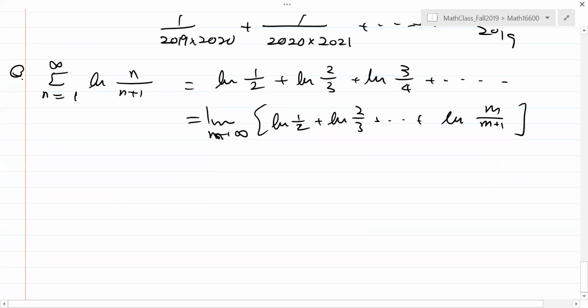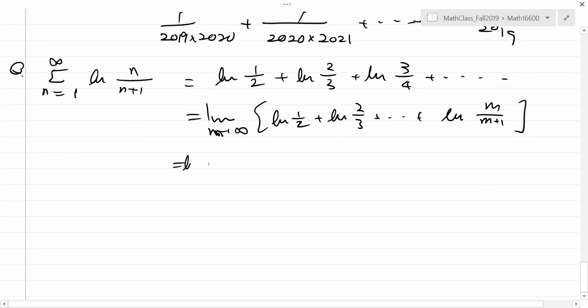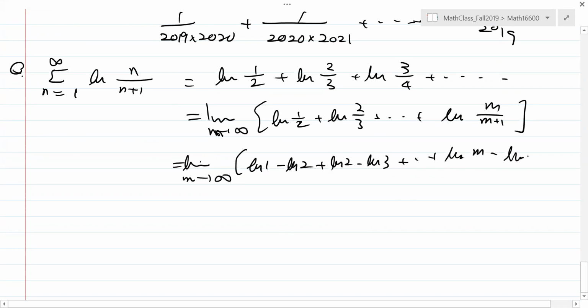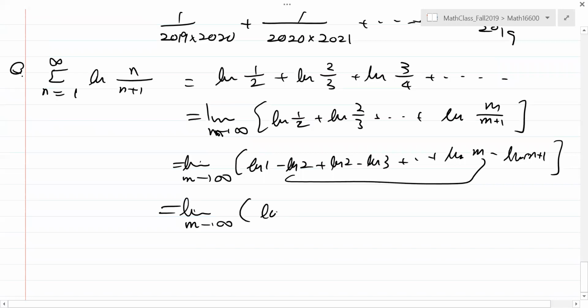Okay, let's see whether it's convergent. So the first term is ln 1 minus ln 2 plus ln 2 minus ln 3, and keep it going. Okay, all the terms cancel in the middle. You agree? So after you simplify, you will get ln 1 minus ln of m plus 1. Do you think it's convergent to 0?